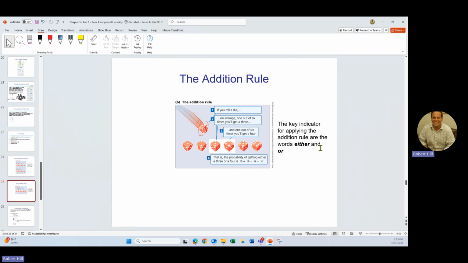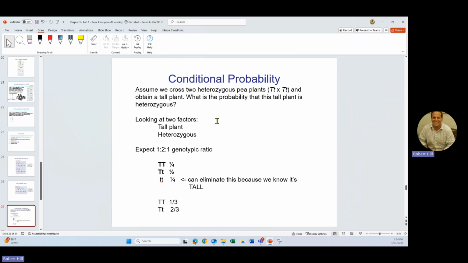If you see the words either or, think add. So if you roll a die and on average, 1 out of 6 times you get a 3, right? And then 1 out of 6 times you get a 4. What is the probability of getting a 3 or a 4? Well, you use the addition rule. You add 1/6 plus 1/6, and you get 1/3. Okay, so addition when you have the words either or, and multiplication when you have and.